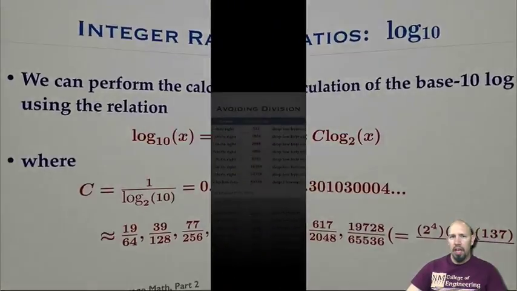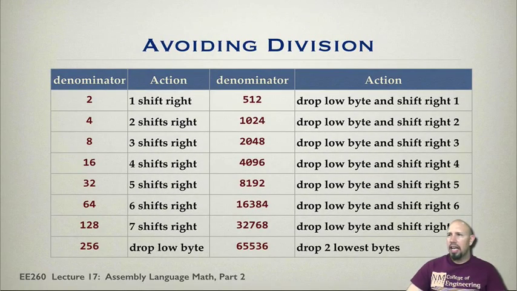Now we also talked about division and how division is related to powers of 2. If our denominator is a power of 2, it involves shifts to the right. And if we shift enough times, we actually drop a whole byte. If I'm continuing to divide, I drop the low byte and shift, drop the low byte and shift, all the way down to this point, in which case I drop the lowest 2 bytes. Obviously, I need to have at least 2 bytes if I'm going to do this. So that's how we can avoid division.